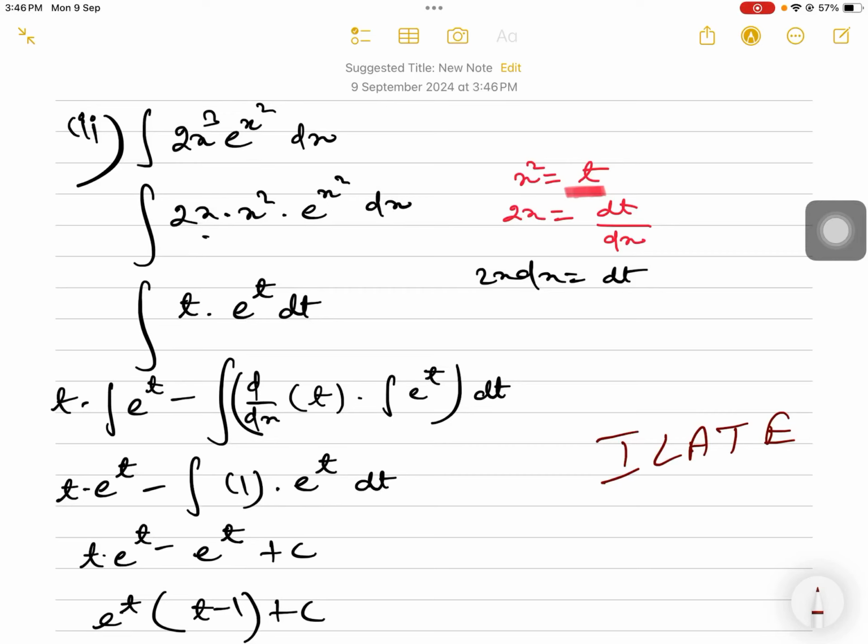Integrate 2x cube into e power x square dx. For integrating this type of question, we have to assume that x square will be our t. Let us assume x square is our t.